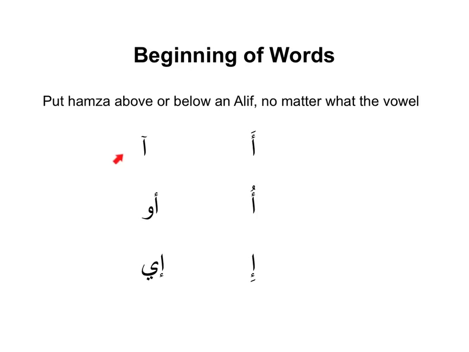And the exception, of course, is the madda. They don't like writing two alephs in a row, and so they made up the madda specifically to mean an aleph with a Hamza on top followed by a long aleph, a. So these are pronounced a, u, e, a, u, e.